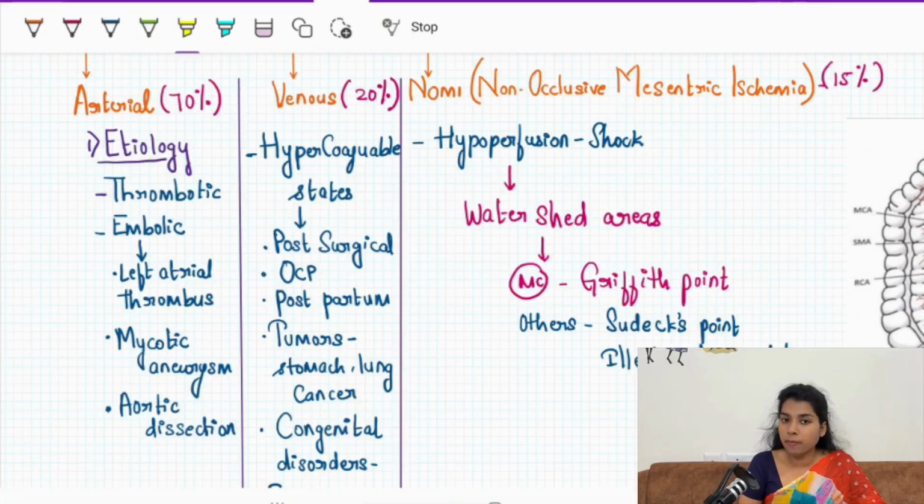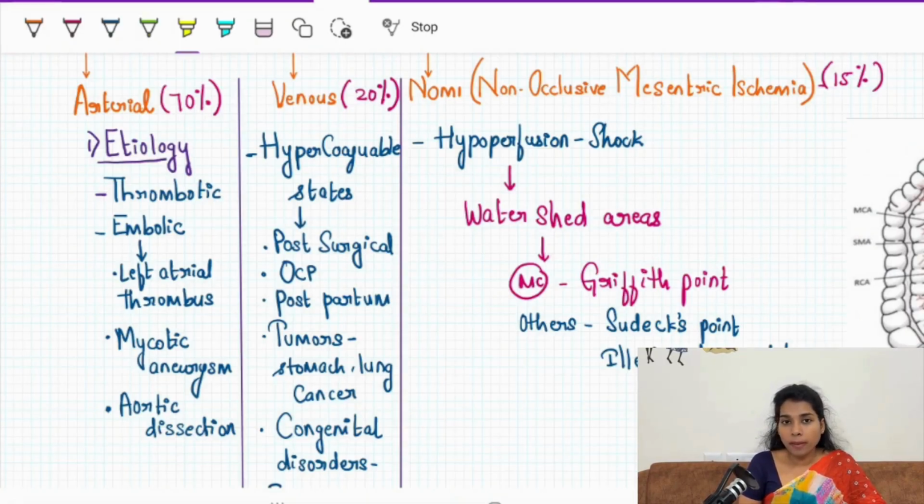Here also it can be coming from a left atrial thrombus, or a mycotic aneurysm which is dislodging the emboli, or the presence of an aortic dissection or an aortic aneurysm which can act as a foci or source of an embolus.